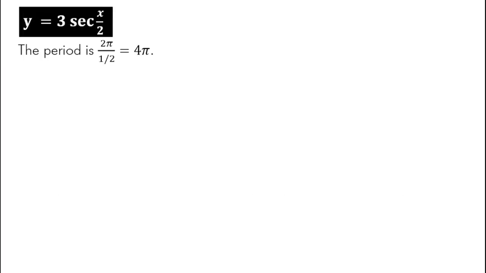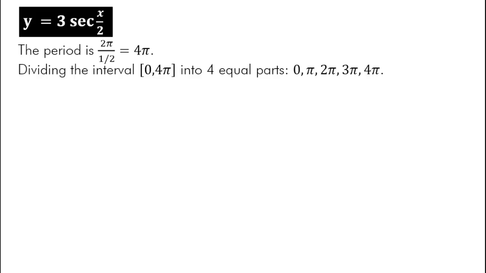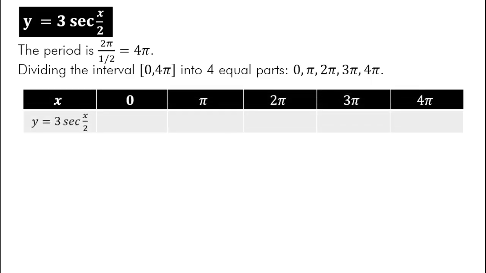So given that we have 3 secant x over 2, the period here is 2 pi over 1/2, which is equal to 4 pi. As you can see here, our b here is 1/2. Again, we don't have an amplitude here, so we're not going to identify it because it's nothing. And for us to identify the points that we're going to use, we're going to use the interval 0 to 4 pi. If we divide it into 4 equal parts, it will be 0, pi, 2 pi, 3 pi, 4 pi. So those are the points we're going to use.